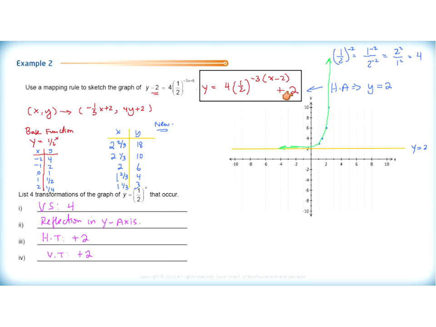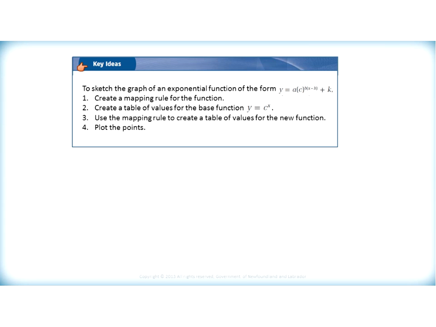Here's my horizontal translation of +2, my vertical translation of +2. The graph has moved up 2 units. It's also moved to the right 2 units. The original graph is a decay function. But because we reflected it in the y-axis, it becomes a growth function. It's been stretched by a factor of 4, horizontally translated 2 units to the right, and vertically translated 2 units up. So we've answered this question.